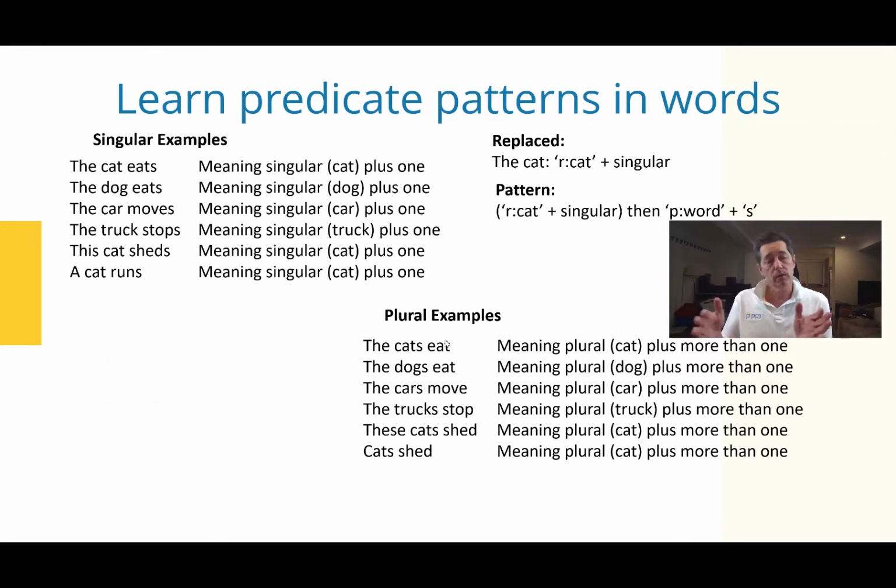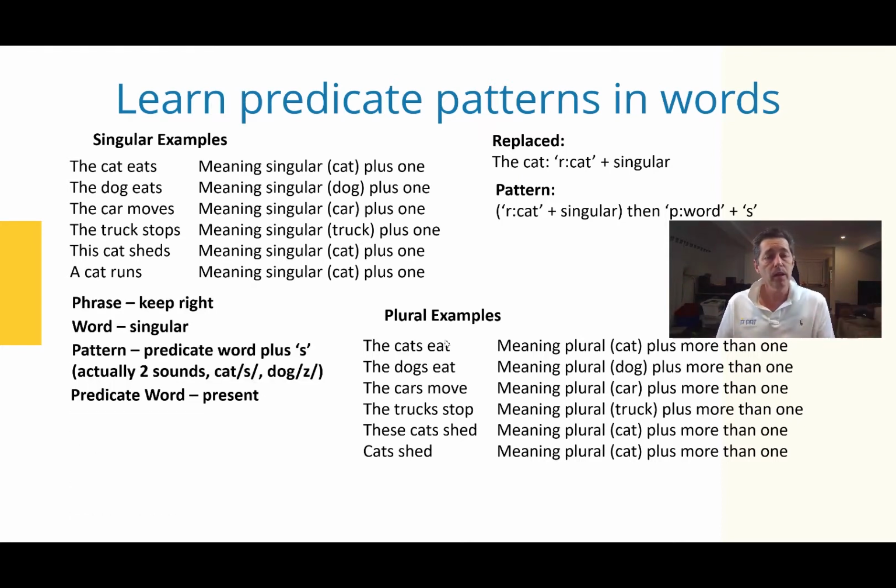Predicates now are going to extend this concept. So you've got the cat eats, the dog eats. So we're now changing that word for eat by adding an S sound to the end for the singular version, and the plural version actually does the opposite. The cats eat, the dogs eat. And this helps us disambiguate or understand what the referent is in sentences.